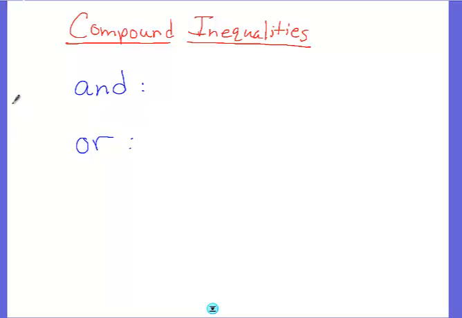All right. So what we've done so far is we've solved one inequality, and now we're going to solve more than one inequality, but we're going to graph them together on the same number line. And these are called compound inequalities because there's more than one inequality inside itself. So there's two types. There's an and an or.